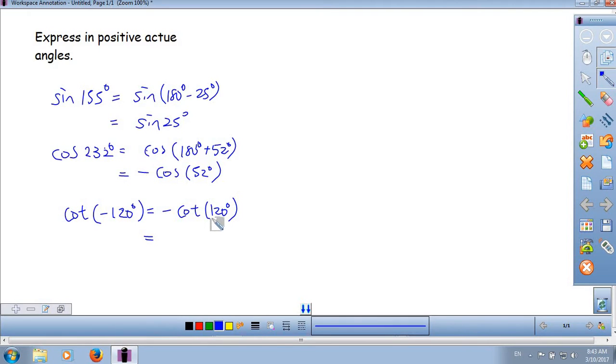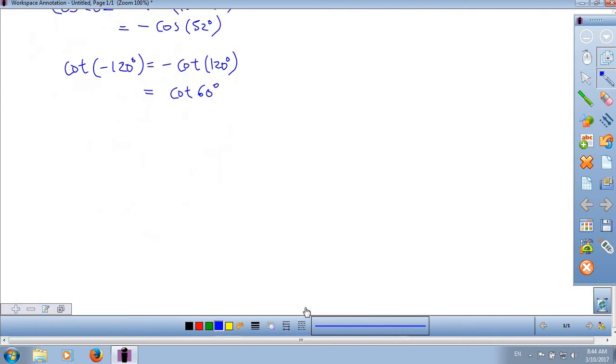So it's less than 90. Now 120 has a reference angle of 60, so it will be cotangent of 60 degrees. Because cotangent is negative in the second quadrant, it's negative times negative, so it will come out to be a positive cotangent of 60 degrees.